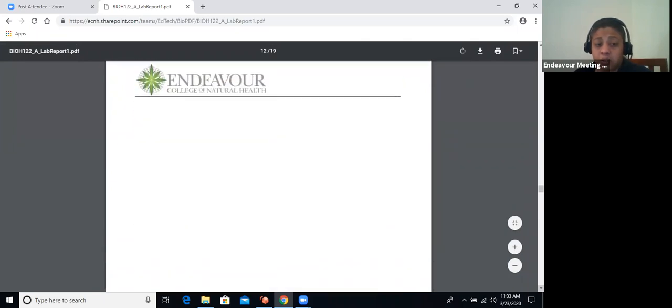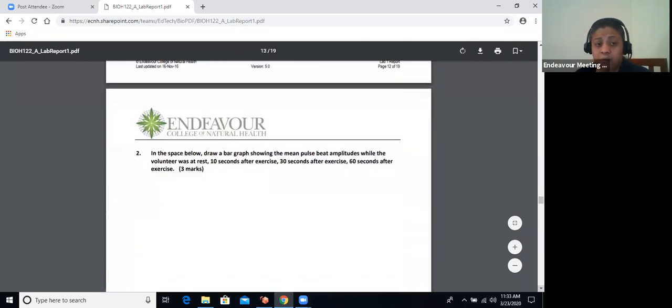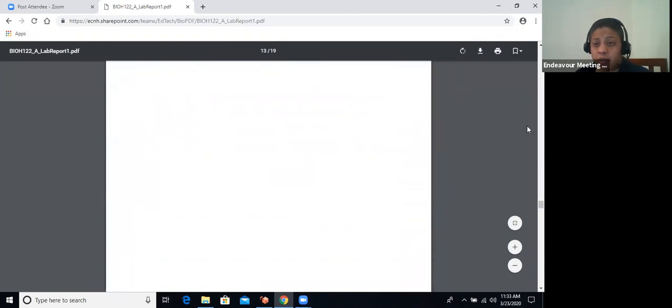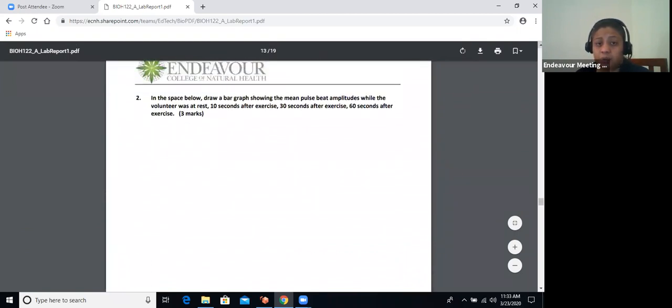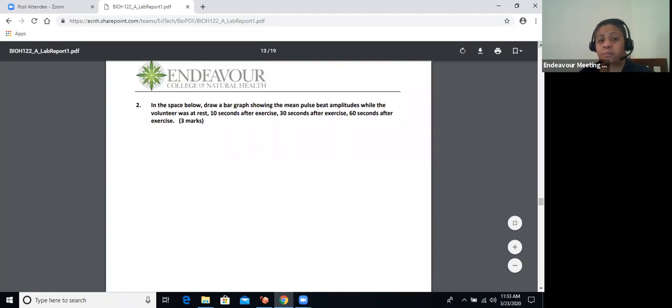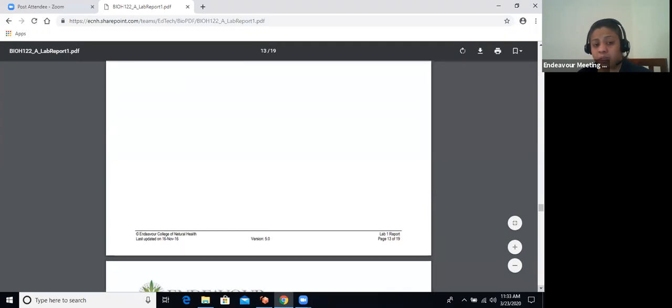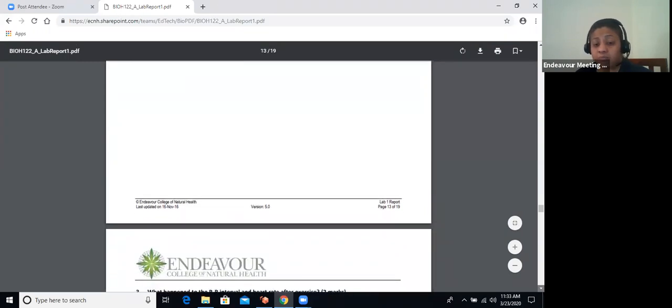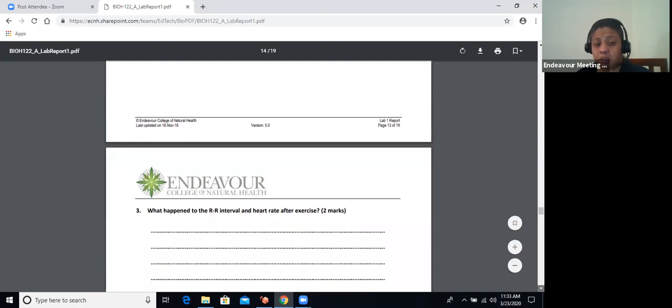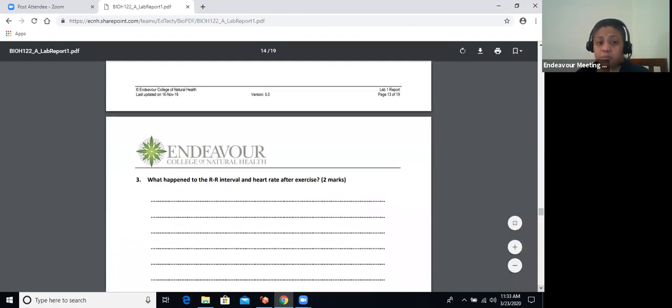Okay, so the next question is also a graph. Here you are showing the graph of the mean pulse amplitude. So you're using the data for the mean pulse amplitude to create a graph which shows the changes to the pulse amplitude at rest, after 10 seconds, after 30 seconds, and after 60 seconds. Same things apply to this graph as well. The title should be clear, axes should be labeled well, the graph should be appropriately presented, and all the units should be correct.